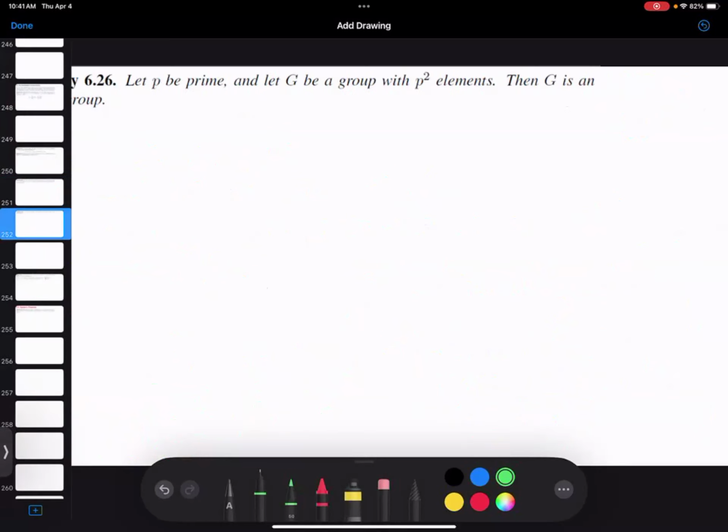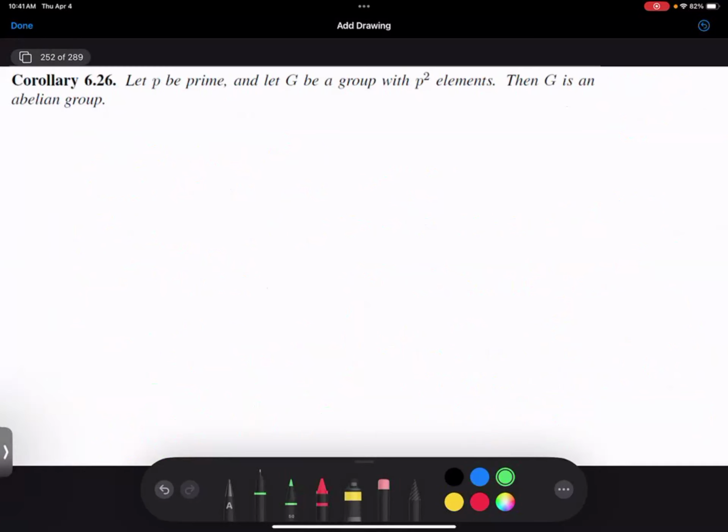Why do we care about stuff like this? It turns out as a really nice corollary, and I'll just leave this for you to see in the book: if you have a group of order p squared, then the group has to be abelian. So with a little bit of work, we'll have a complete understanding of all groups of size p squared. But we at least know that there can't be a non-abelian group of size p squared.